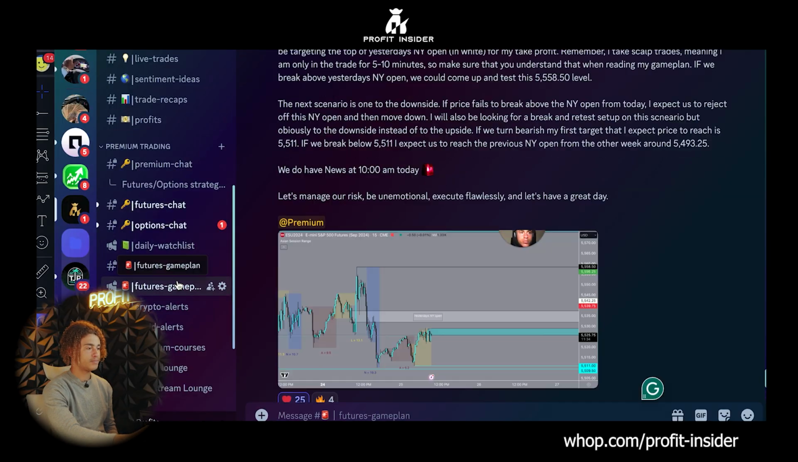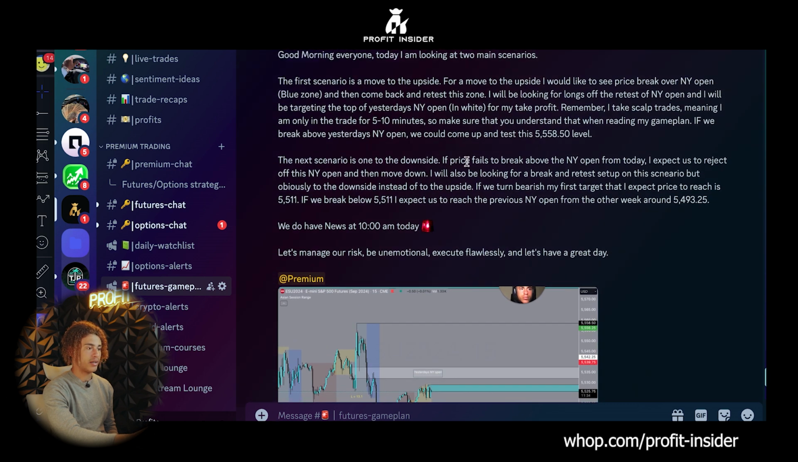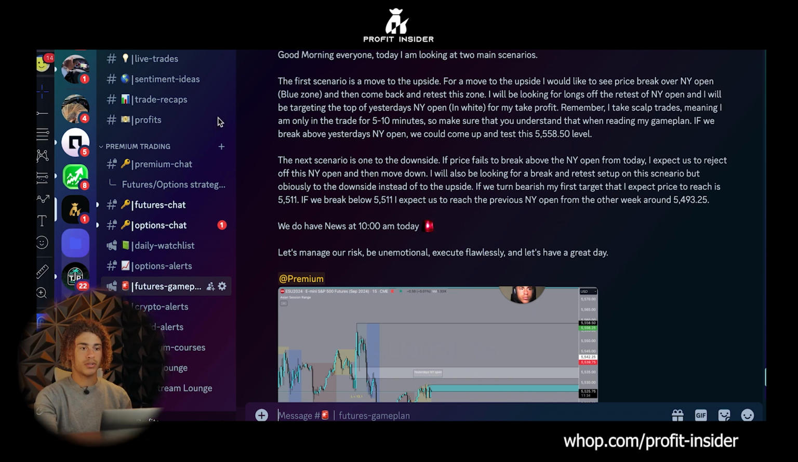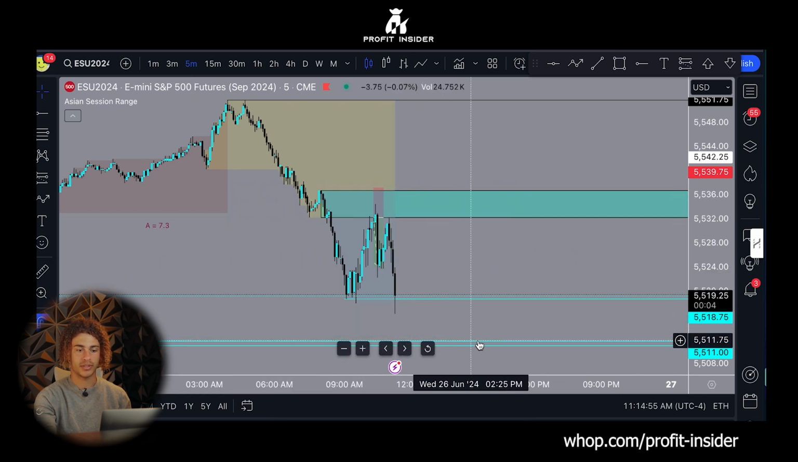In futures game plan, you can see that I said is one to the downside, right? So I expect us to reject. And I'm also looking for a break and retest setup, right? So I said I'm looking for a break and retest setup from New York Open. If we turn bearish, my first target that I expect price to reach is 5,511, right? So break and retest setup to New York Open, and then I'm targeting this level right here.